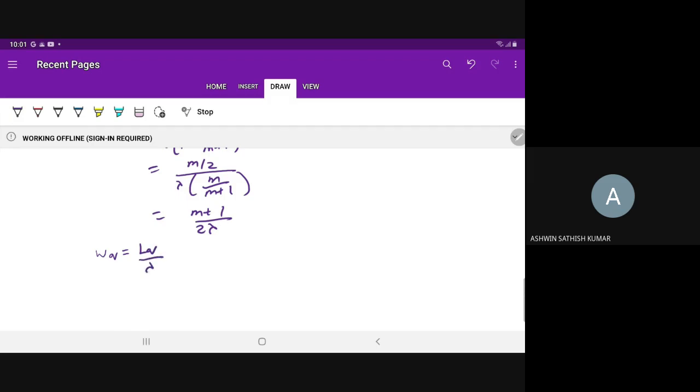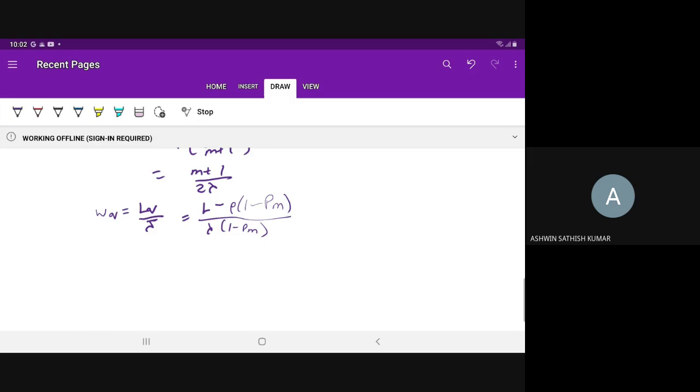Now, if you have to compute the WQ, so WQ is the LQ upon lambda bar. Already we have computed the LQ in terms of L, so it is equal to L minus rho into 1 minus Pm, upon lambda bar. Lambda bar is lambda into 1 minus Pm. So using this expression, we can compute the value of WQ. So here we have completed the M/M/1 FCFS M infinity queuing model. We have derived the steady state probabilities and the corresponding system performance indices L, LQ, W, WQ.